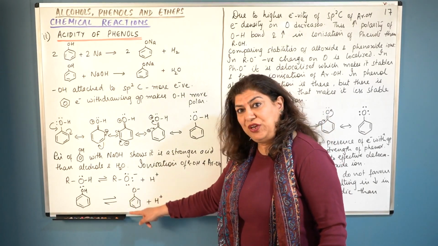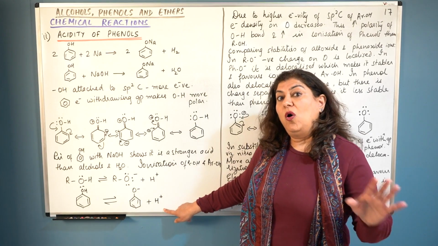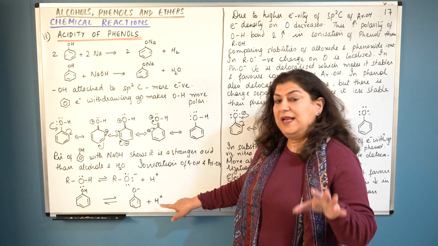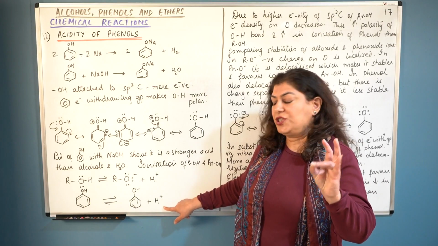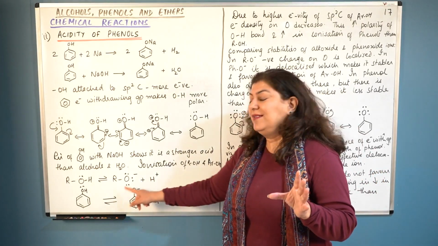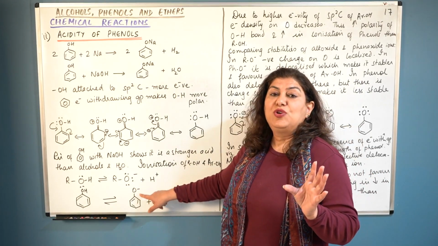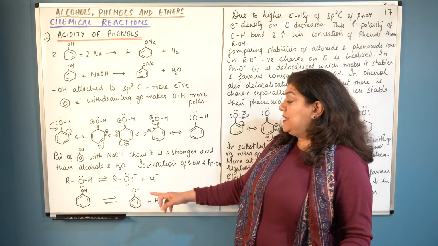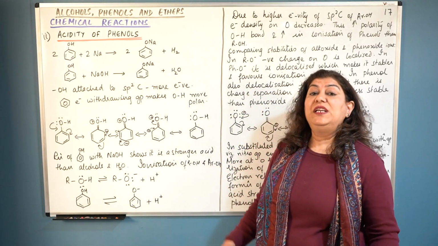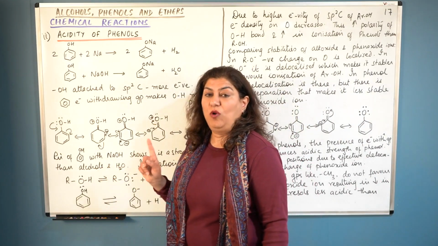If we take this phenoxide ion and make it react with either alcohol or water, we notice that neither alcohol nor water can liberate the H positive ion to give you back the phenol. They do not give the H positive ion to give you back the phenol, which means that phenol is actually a stronger acid than both alcohols and water.